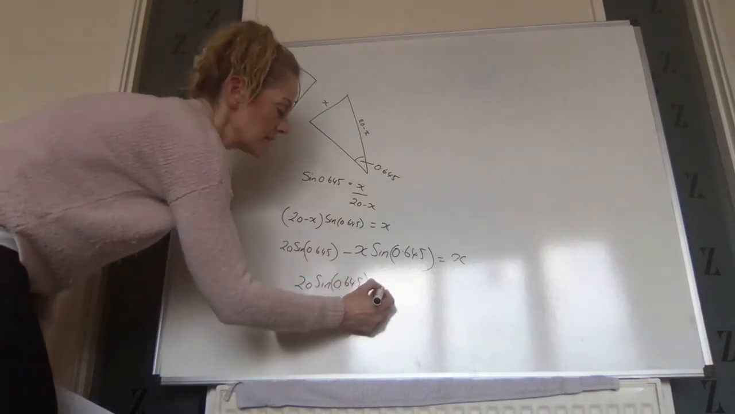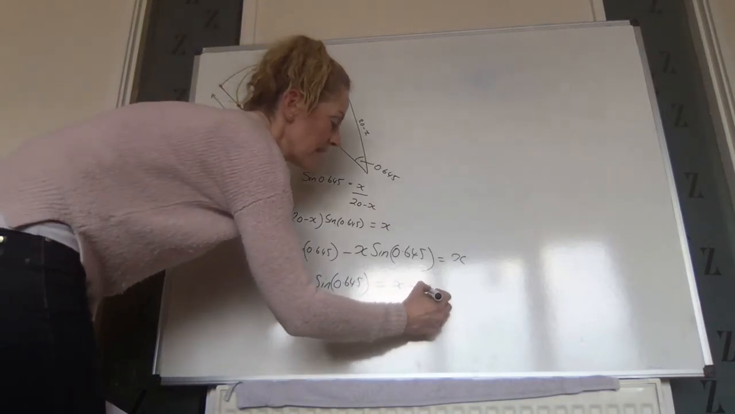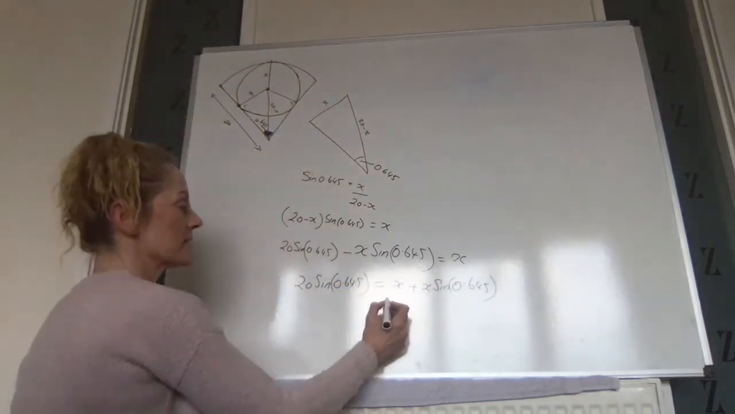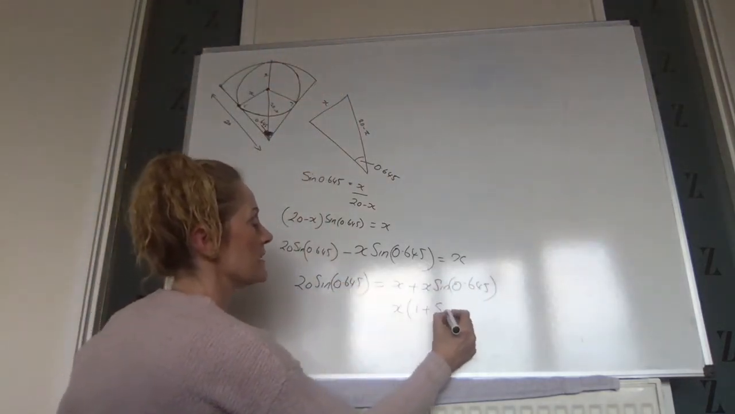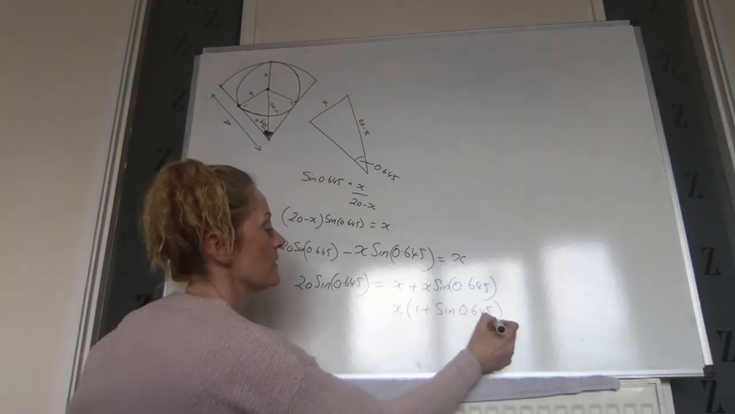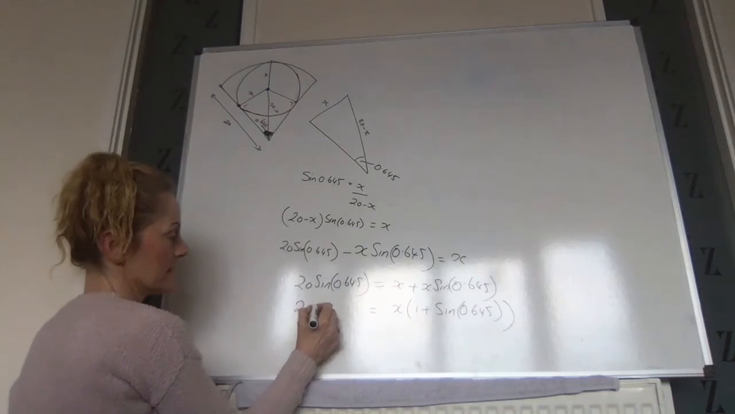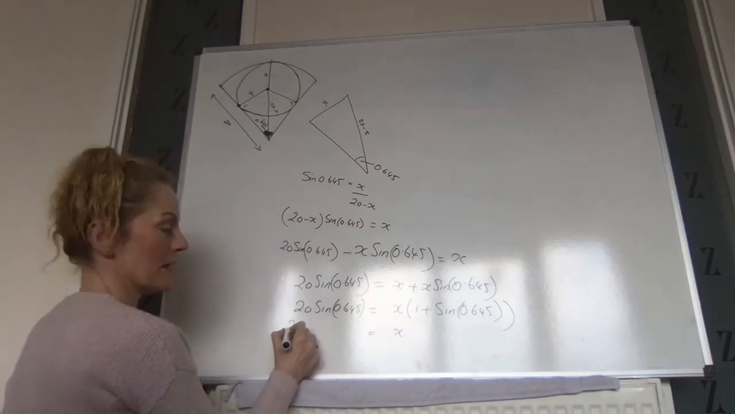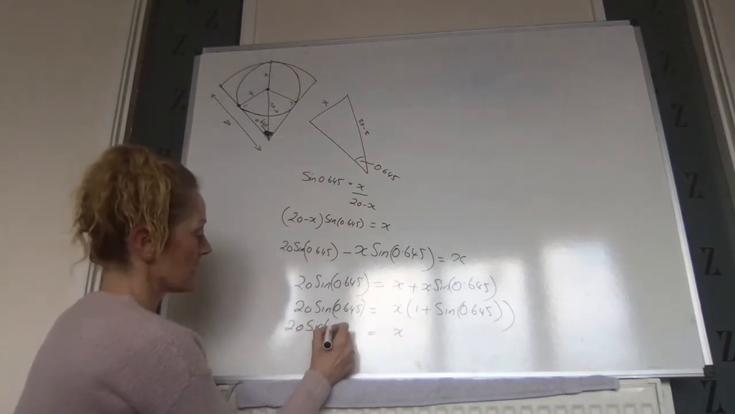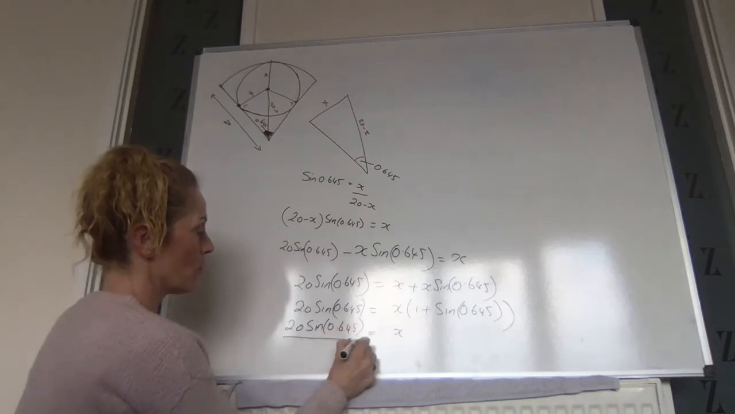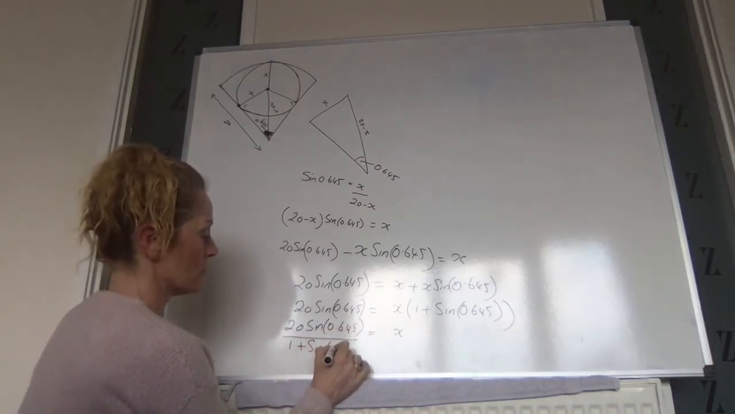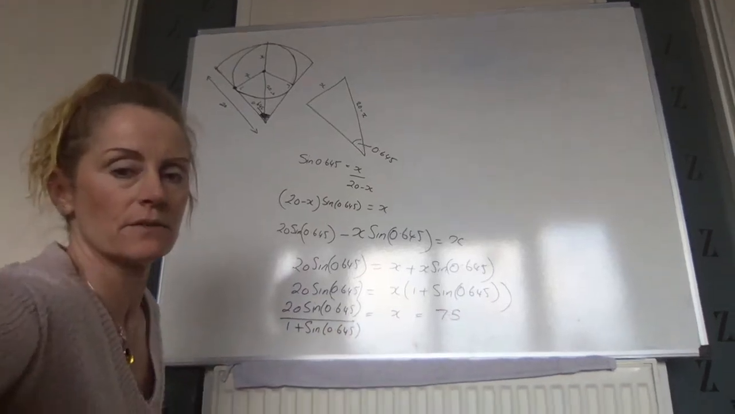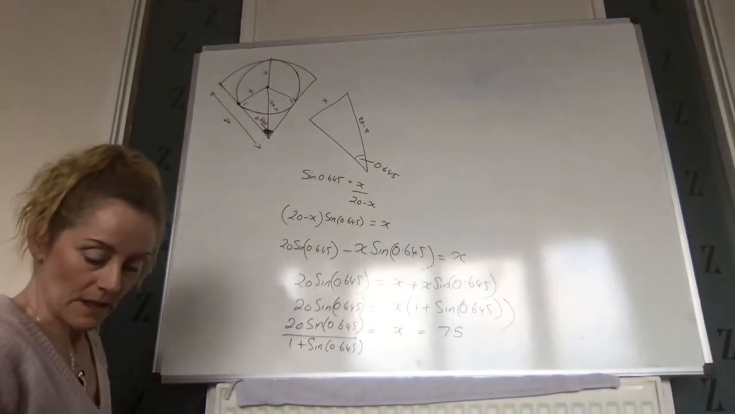Then 20 sine 0.645, getting your x's on one side, is equal to x plus x sine 0.645. Factor out the x, so x times 1 plus sine 0.645 is equal to 20 sine 0.645. So then x is just 20 sine 0.645 over 1 plus sine 0.645. And that should turn out to be approximately 7.5. Hopefully you can see that. That's how you get x.